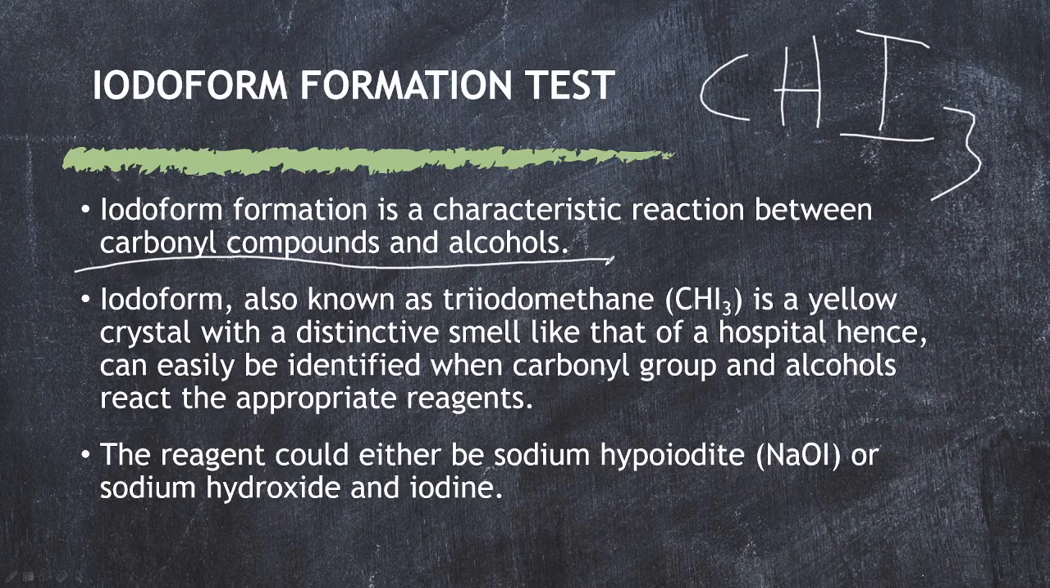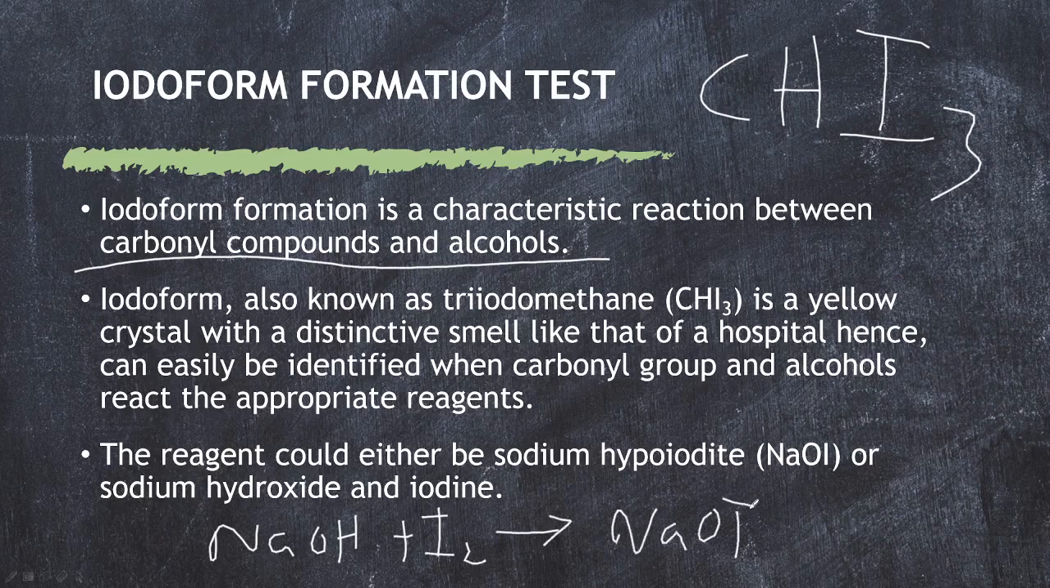This sodium hydroxide in iodine is simple. It still leads to the function of sodium hypoiodide, with I2 plus HI. This sodium hypoiodide, you can prepare by dissolving iodine in sodium hydroxide, and that's how we form sodium hypoiodide. So the major reagent is sodium hypoiodide.